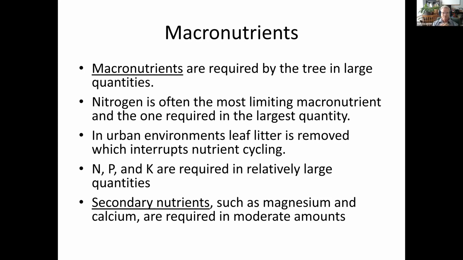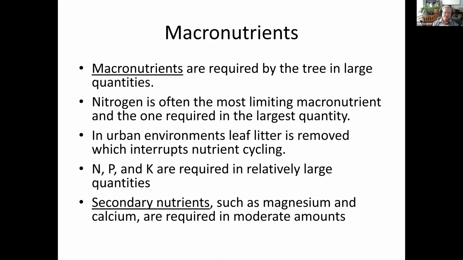In the urban environment, leaf litter is removed, which interrupts nutrient cycling. Most of the nitrogen that's found in the soil comes from the decomposition of leaf litter. So if we're raking up all of that leaf litter in the fall and bagging it up, or every week we're mowing our yards, taking up the clippings and hauling them off, we're constantly removing those substances that should be recycled into the soil to give the tree what it needs.